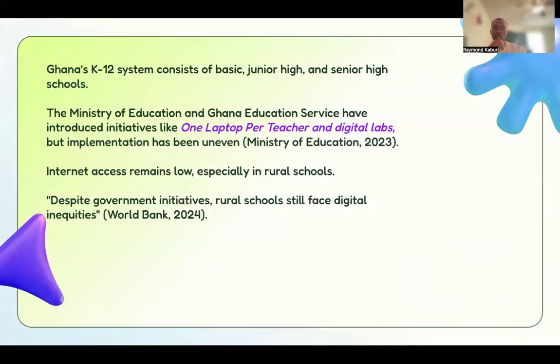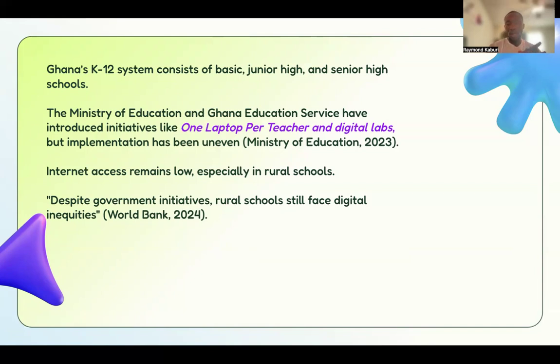And the Ghana K-12 system, as I mentioned earlier, consists of the junior high and the senior high school level. Because of that, there was a policy initiated by the Ghana Education Service through the Ministry of Education. The initiative was one laptop per teacher, and they also tried to bring on board digital labs that can help in the teaching and learning of science. But this has been uneven, according to the Ministry of Education's own report in 2023.